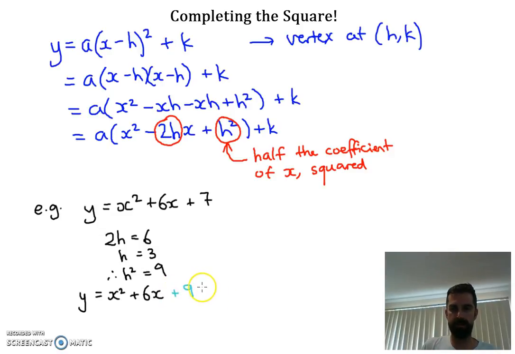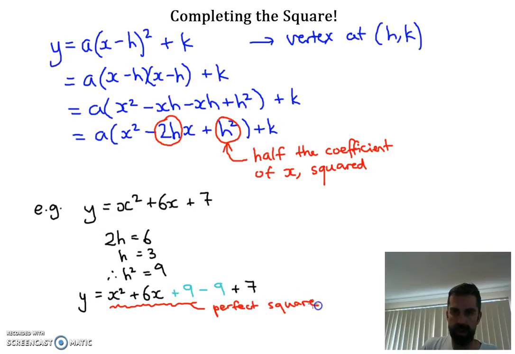Since I've added it in, I'm also going to take it, because if I add something and take it, that's fine, because it just gets me back to where I started from. So I'm allowed to do that in the equation. I can't get rid of my plus 7 yet though. I've still got to keep that on the end. So I've just inserted a plus 9 and a take 9 in the middle of the equation. Now, here's where our little trick comes into play. If I have a look at this part of the equation, this is what we call a perfect square.